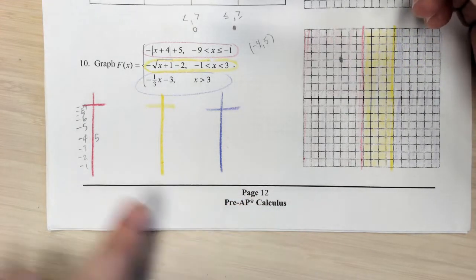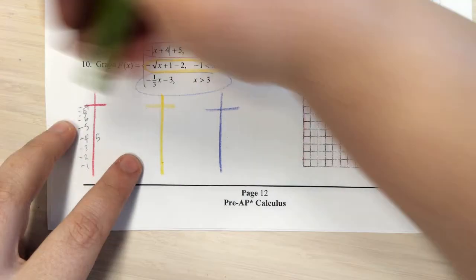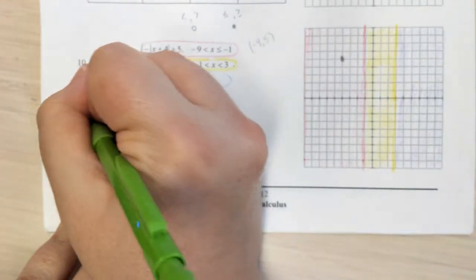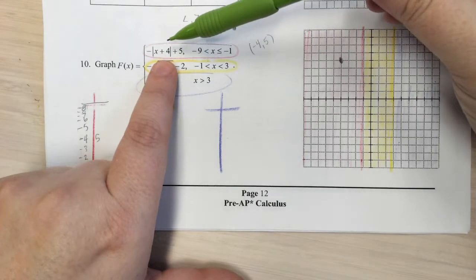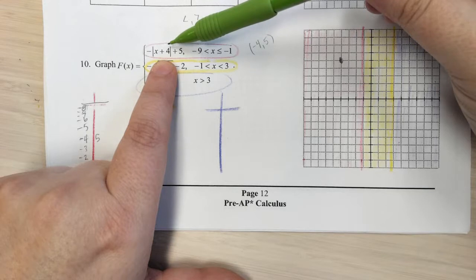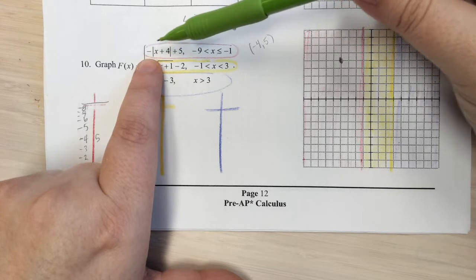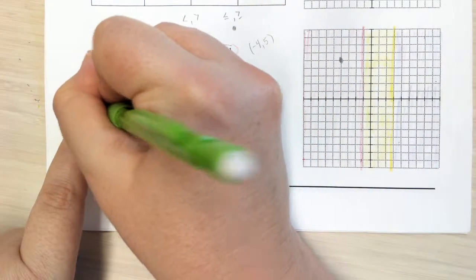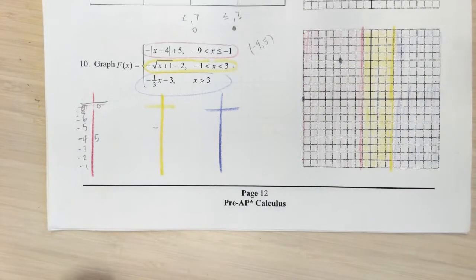My big concern here is plugging in this -9. I apologize for my table not being big enough. I guess I could fix it here. Okay, so if I plug in my -9, we can do our work here. -9 plus 4 is -5. Absolute value of -5 is 5. Negate it, or times it by a negative, makes it -5. And then plus 5, I'm going to get 0. So my ordered pair is -9, 0. So I know all the way over here, I'm going to be at this point.